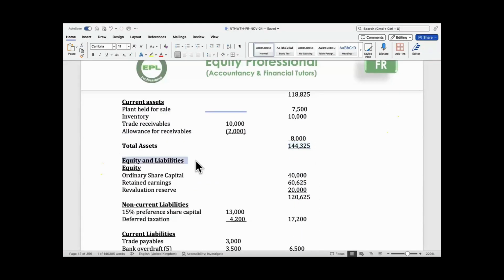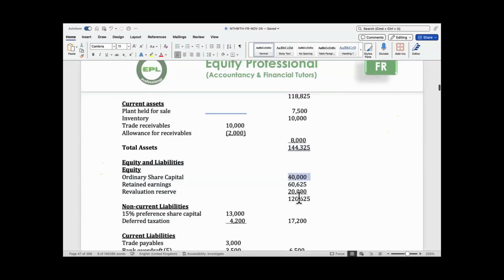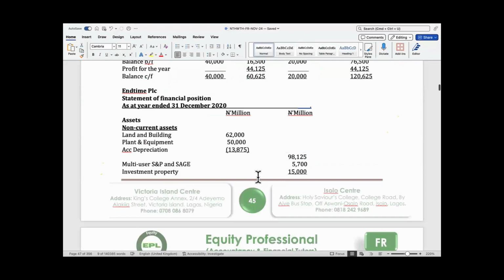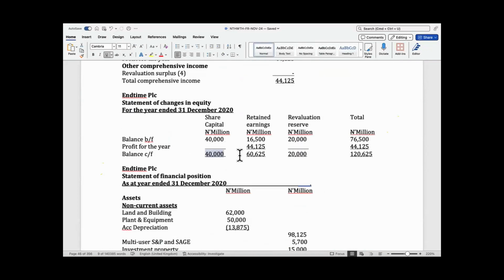Then my equity and liabilities. This is my equity section. I don't need to stress myself since I will have prepared my statement of changes in equity. I'll just go and pick the totals there. So everything totals up to 126.25, which I just picked from my statement of changes in equity. So 126.25.